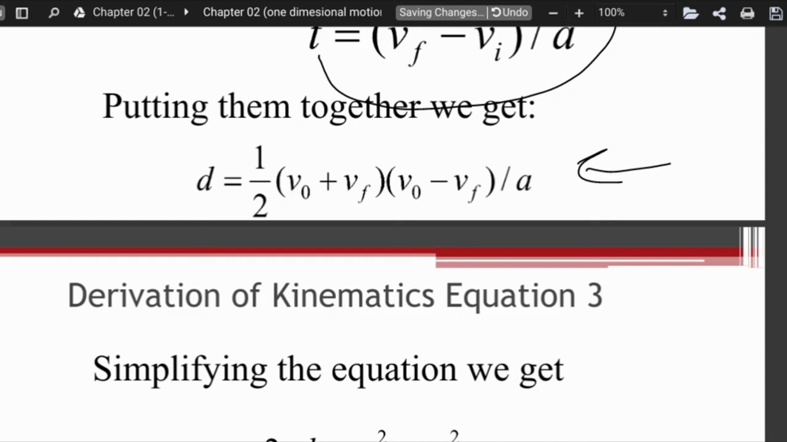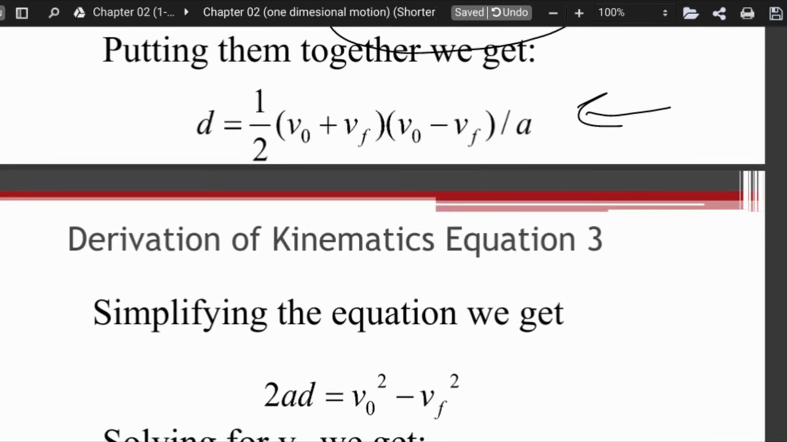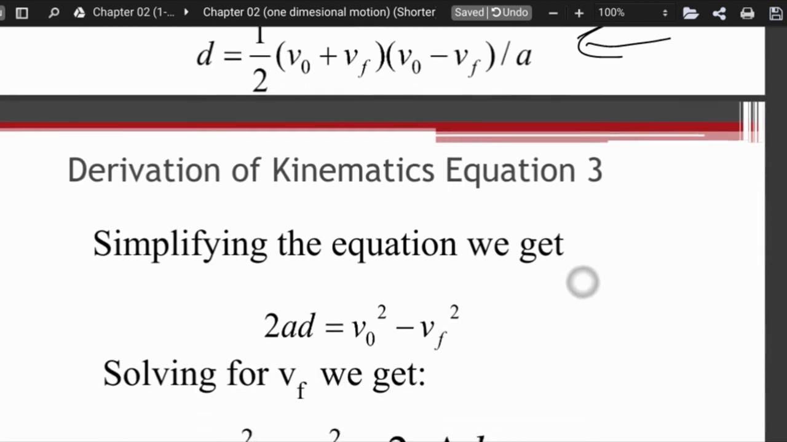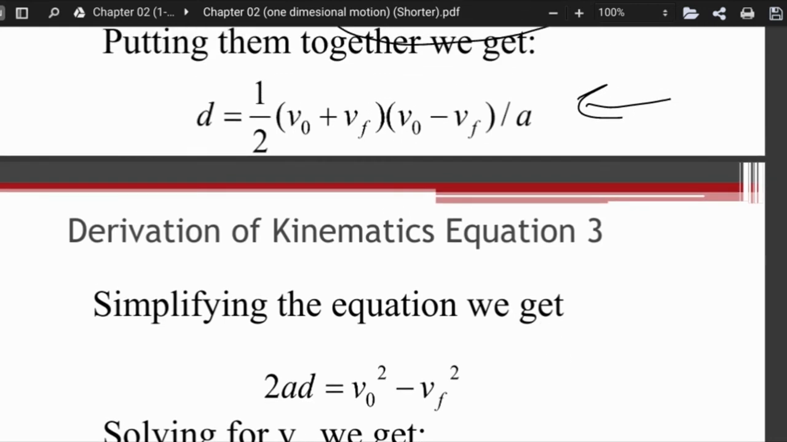We need to use our algebra skills. We need to multiply the initial velocities together, then the outers and the inners, and the final velocities in the last. When we do that, it's a difference of squares. The middle terms cancel, the outers and the inners, so we just have the firsts and the lasts, and we then see the equation on the screen.